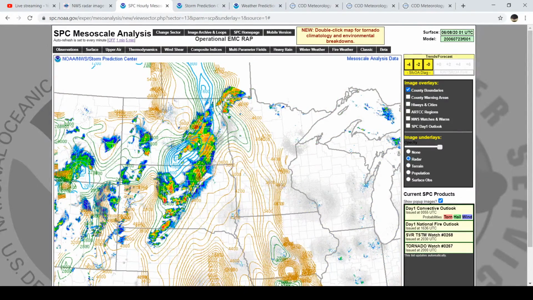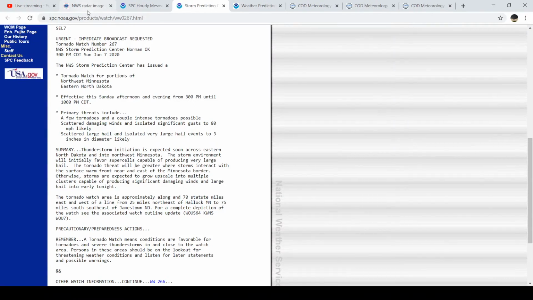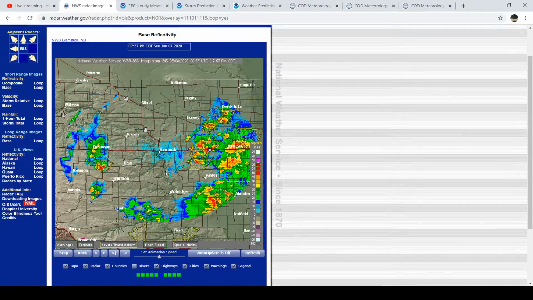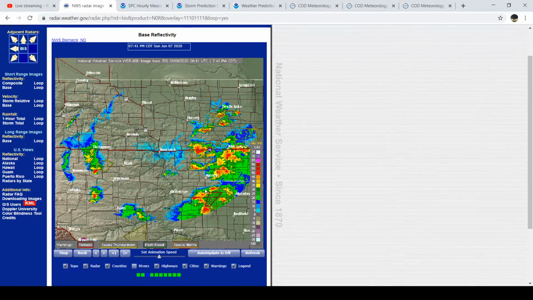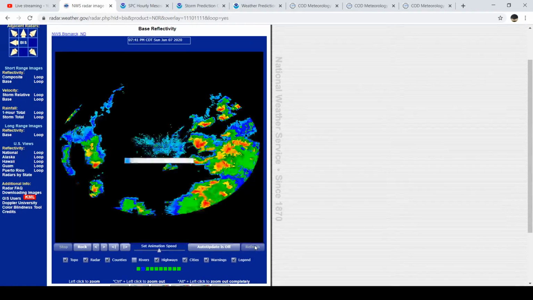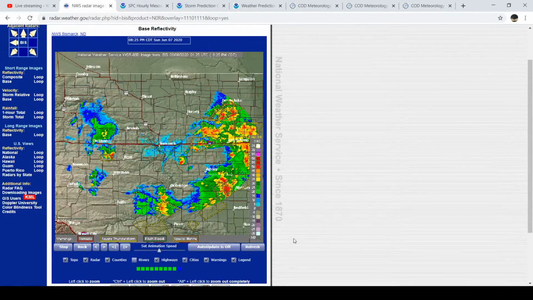Look, our LOC heights are pretty close to the LCL heights. So these storms over here, the storm that's firing up within this region definitely need to be watched. Refresh it.